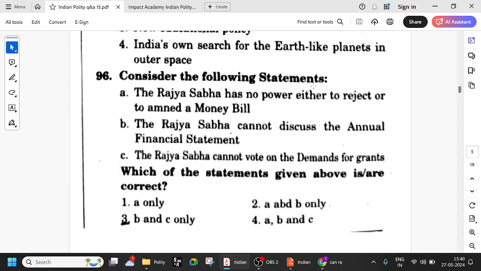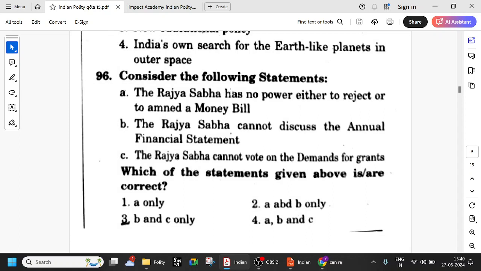The Rajya Sabha has no power either to reject or amend a money bill. This is completely true. Because when it comes to a money bill, the Speaker is the one who certifies that it is a money bill. And once it is a money bill, it can be introduced only in the Lok Sabha. The Rajya Sabha has absolutely no power. It can review, but it cannot amend or reject. It can keep the bill for only 14 days. After this, it has to return it. Whether it returns it or not, it is deemed to be passed by the Rajya Sabha. So A is completely correct.